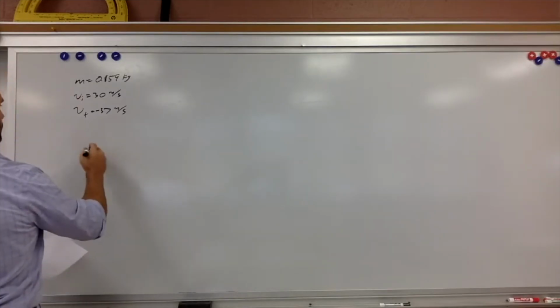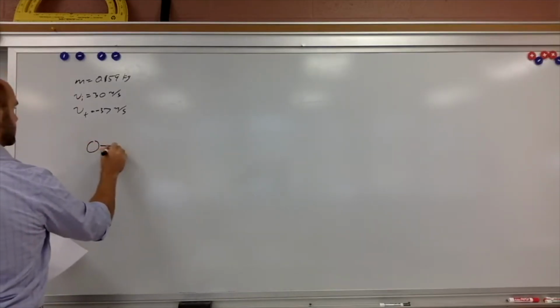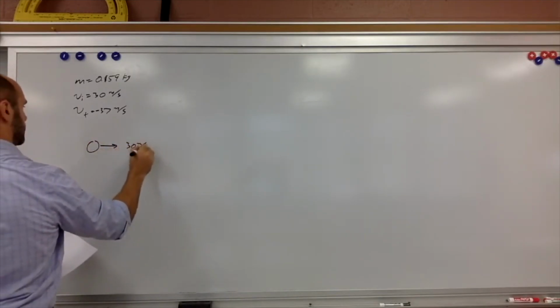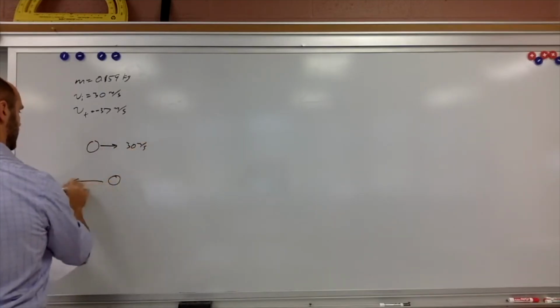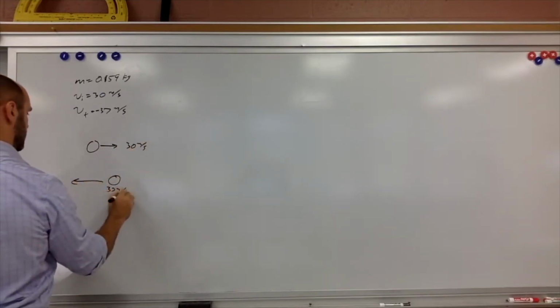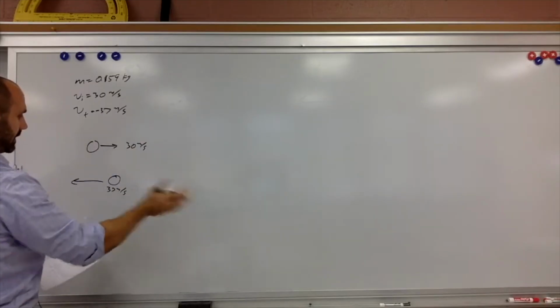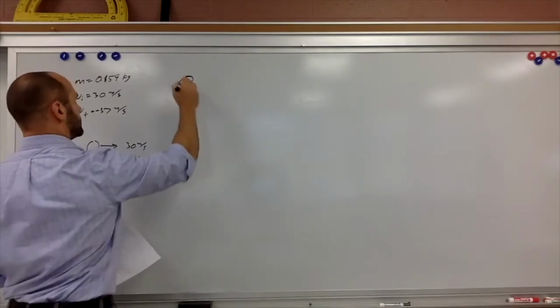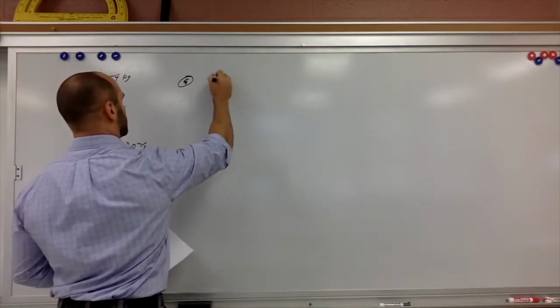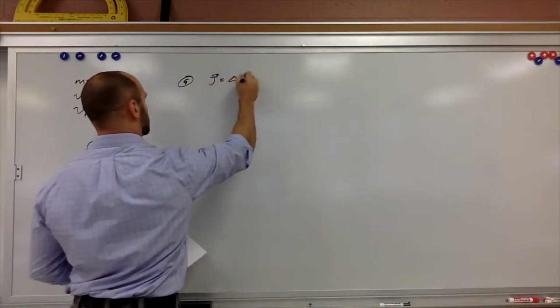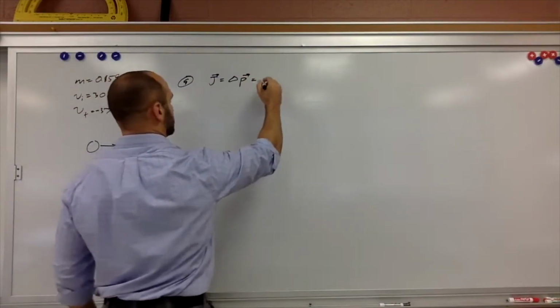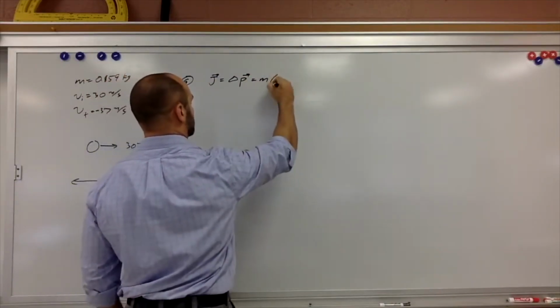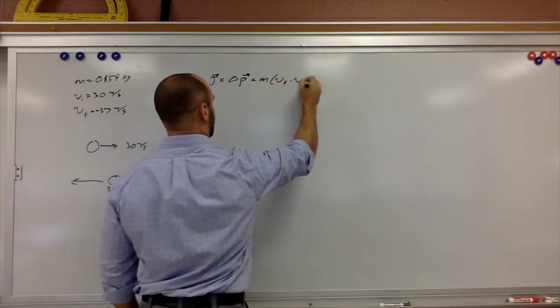So just one more thing here. We're saying initially it's moving this way, 30 meters per second, and then afterwards it's moving that way at 37 meters per second. Right? It's coming this way, it hits it with the bat, and then it's moving in the negative direction that way. So part A, what is the impulse? Well, impulse is delta P. Delta P is going to be m, same mass, VF minus VI.